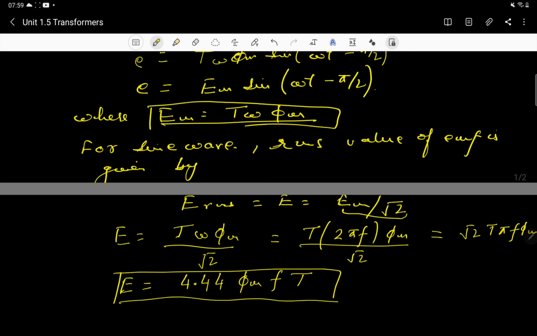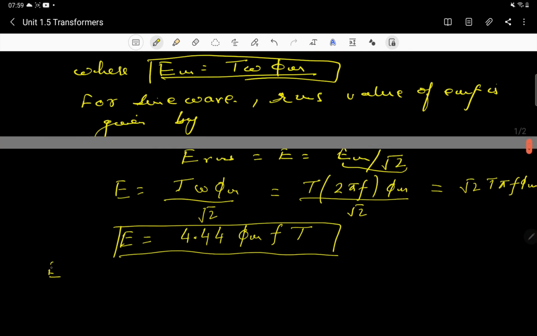So this is called the EMF equation of the transformer.